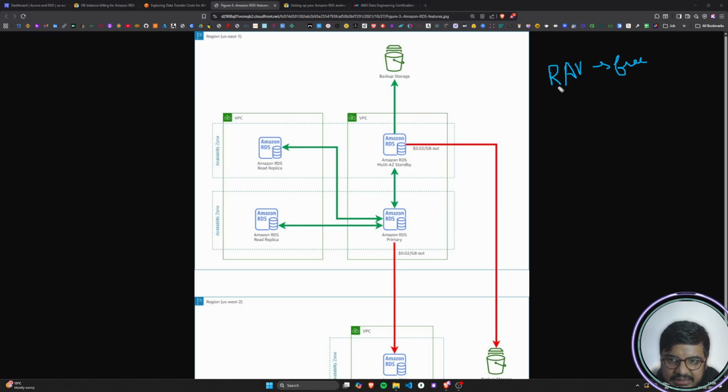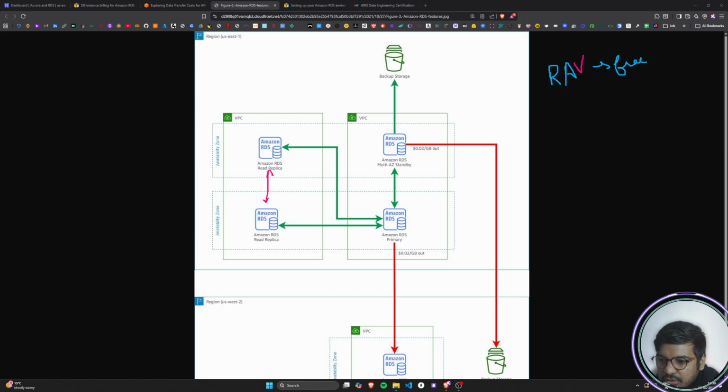If I talk about the same region, same availability zone, so currently we don't have the same VPC, sorry, my bad. Let's suppose I'm denoting different by red color. So same region, same availability zone, but different VPC, this one. So this will also be free, right?